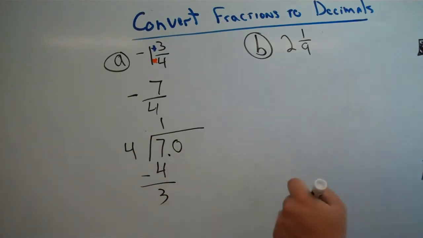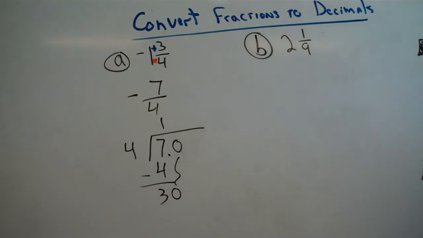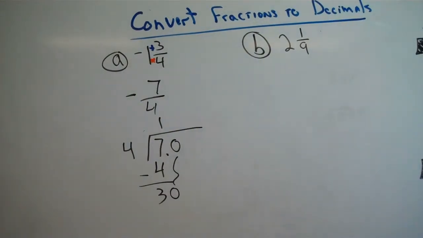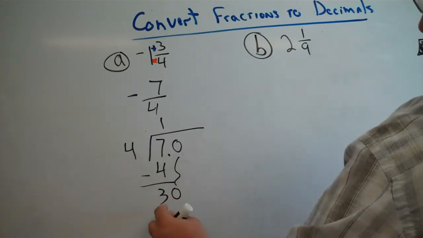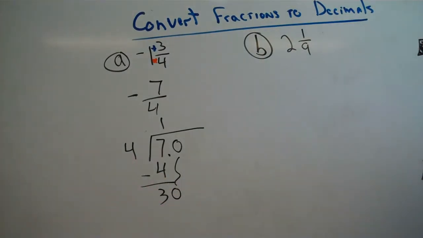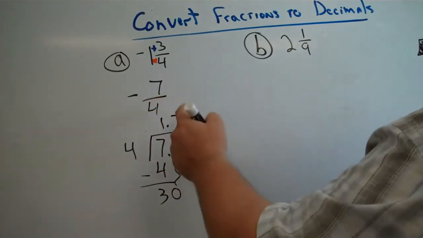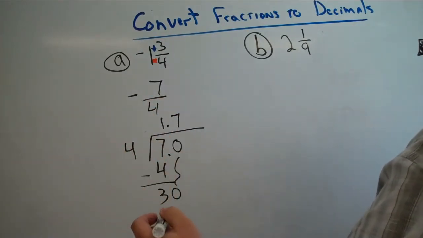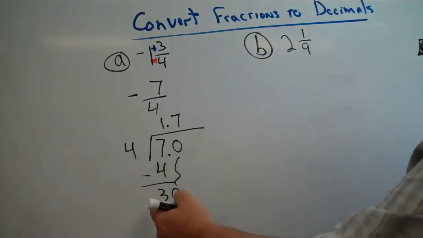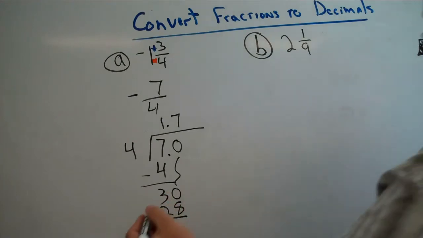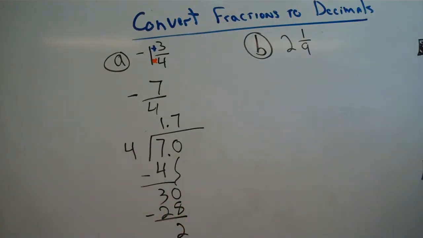We're going to take these 3 wholes that we have left over, and break them up into 30 pieces. In fact, we make them into 30/10. So now we see how many times 4 goes into 30/10, and we end up with the number 7. So we get 1.7. 7 times 4 is 28. So we were able to use 28 of these 30 pieces. We subtract those out, and now we have 2/10 remaining.